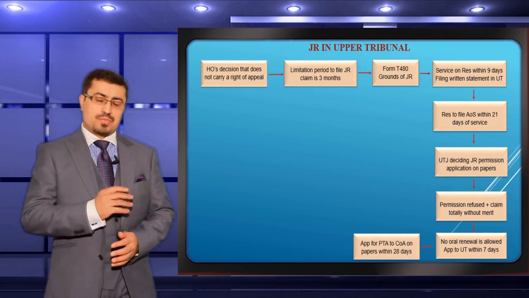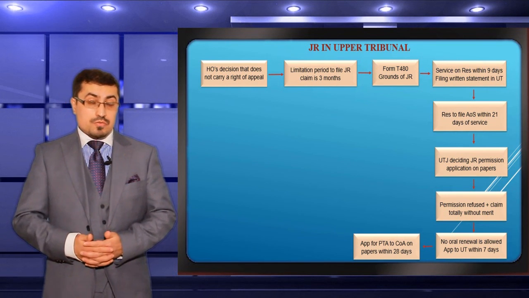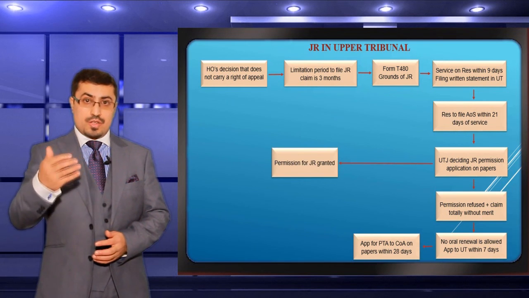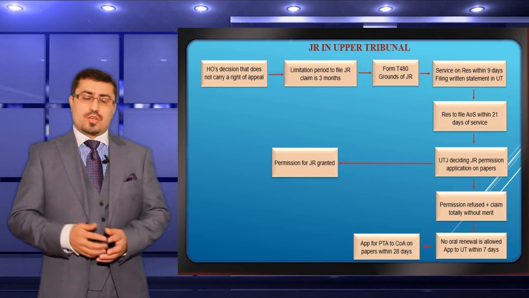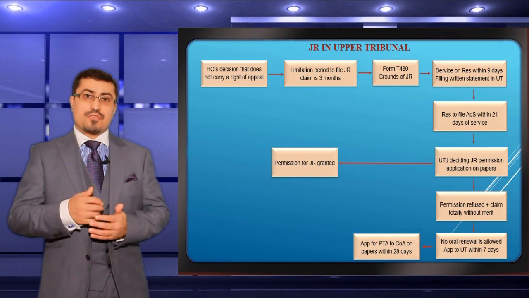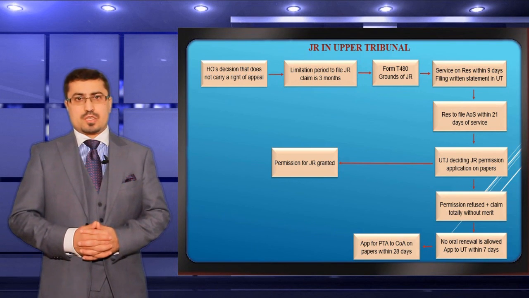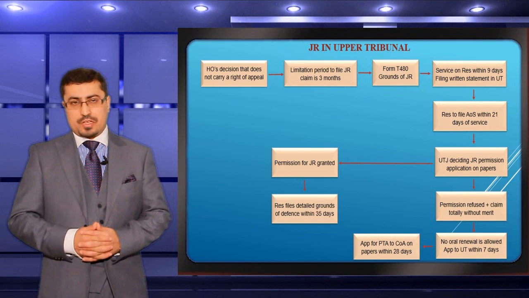Now, on the other hand, if the Upper Tribunal grants you permission for judicial review, then the matter will have to be listed for an oral hearing. And before the substantive hearing and after the permission is granted on papers, the Home Office will have 35 days within which they can file detailed grounds of defence.